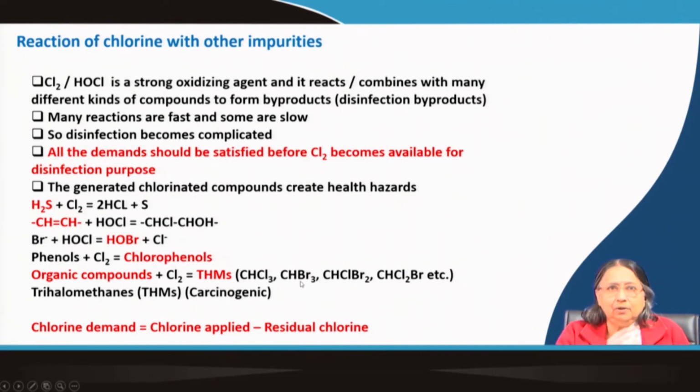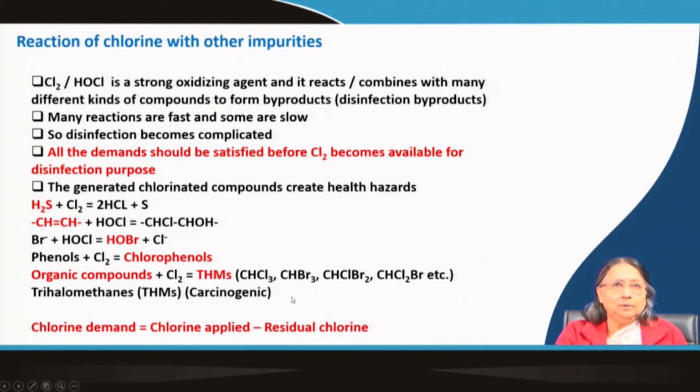You know what THM is, and why this name has come. All the compounds are chloroform, CHCl3, bromoform, CHBr3, dibromochloromethane, and monobromochloromethane. Everywhere you see 3 halogen atoms: 3 chlorine atoms, 3 bromine atoms, 2 bromine and 1 chlorine, or 2 chlorine and 1 bromine. So it is a derivative actually. If you think about methane, CH4, 3 hydrogens are replaced by 3 halogens; that is why tri means 3, halomethane, THM.